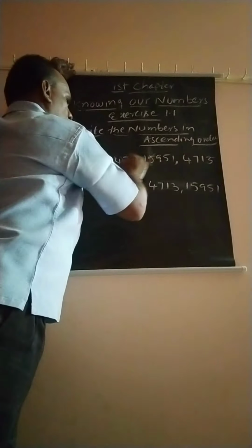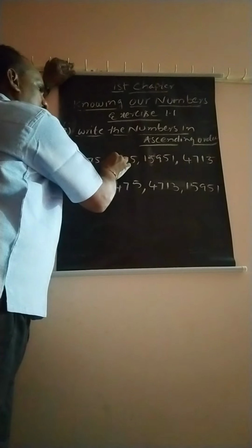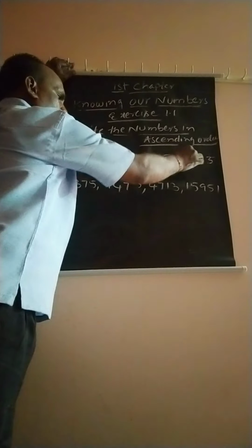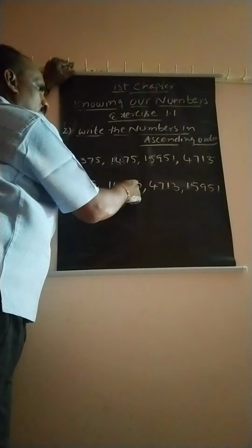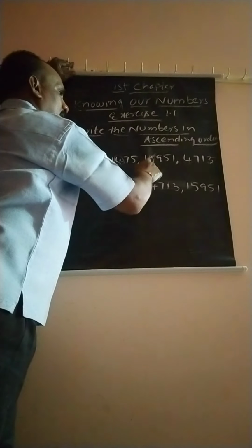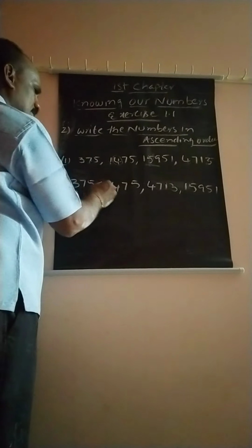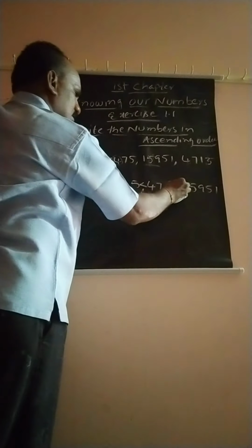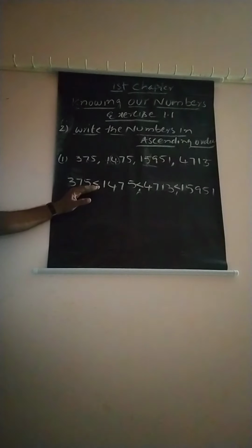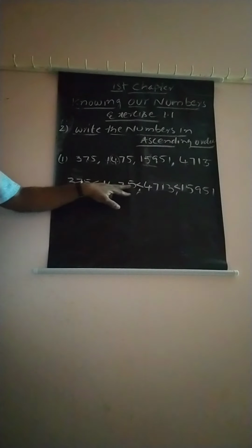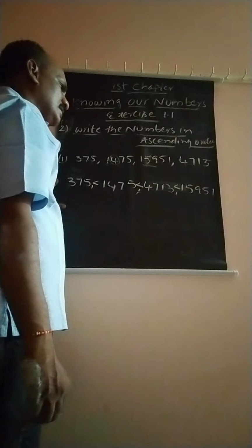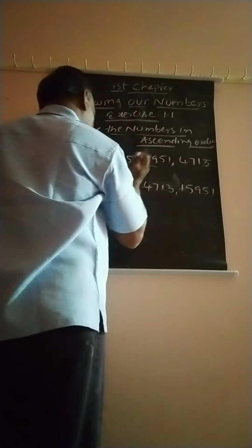While comparing these two 4-digit numbers, the first digit here is 1, the first digit here is 4. So this is the small one, 1475. Next, 4713. Next, the 5-digit number, 15951. This is the ascending order. If you want to keep that, this is smaller, put the symbol less than, and this is also less than, and this is also less than. 375 is less than 1475 is less than 4713 is less than 15951. Okay, put commas enough for that way.